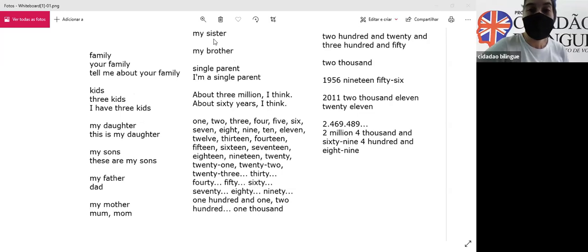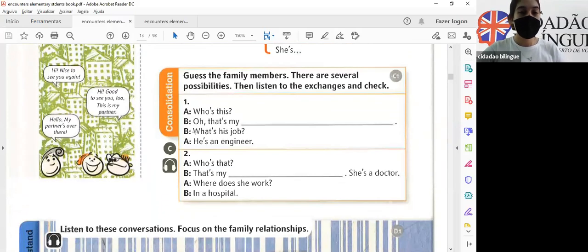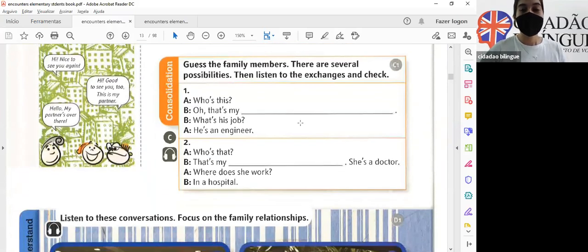Okay, very good. Continuing our interactions, we have this dialogue right here. I'll give you guys 2 minutes to read it, okay? And then we're going to discuss it. You are supposed to guess the family member that's supposed to go right there.